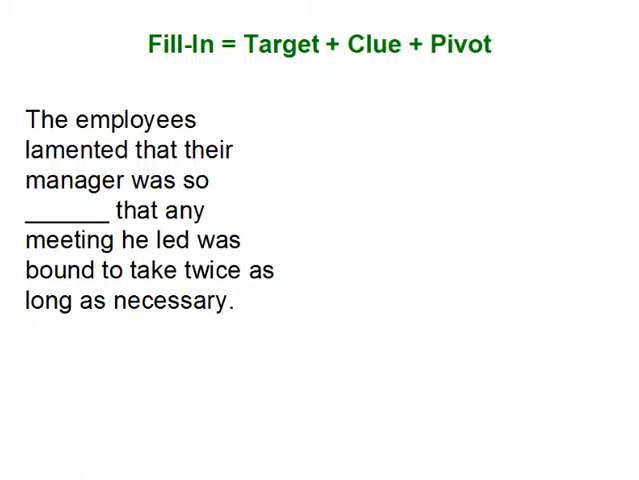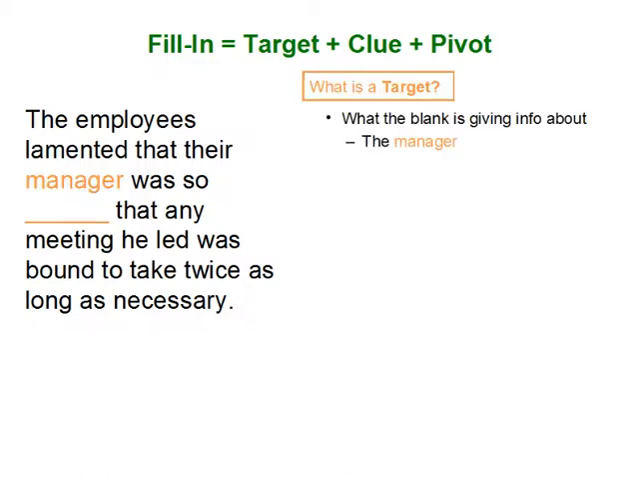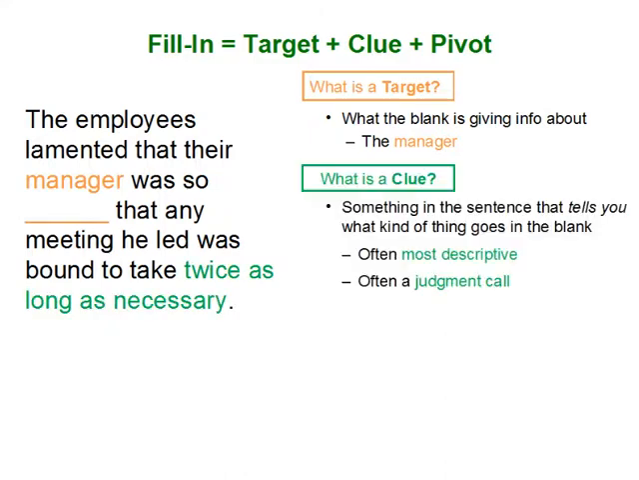Okay, so hopefully you identified here that your target is a quality that the manager possesses. It's something that this target needs to give us some information describing the manager. Okay, and what kind of information? What kind of description of the manager? This is the function of the clue. And it turns out that this manager talks too much.